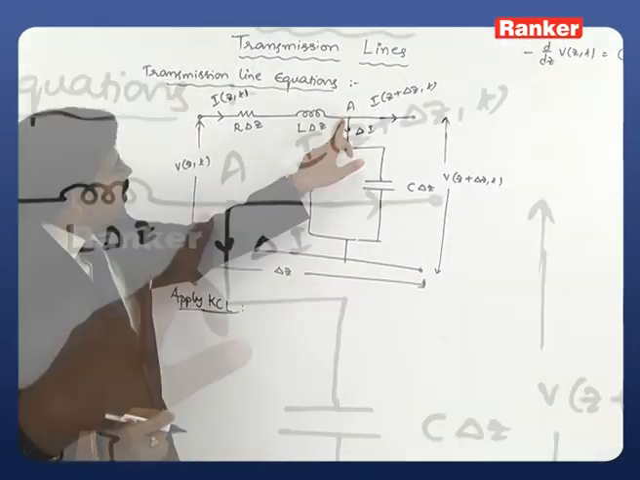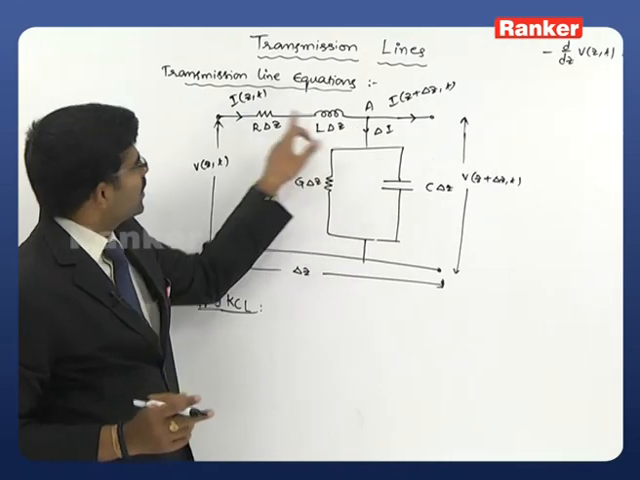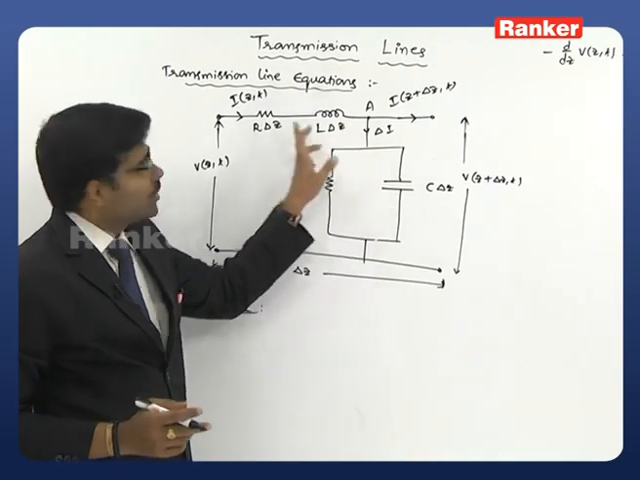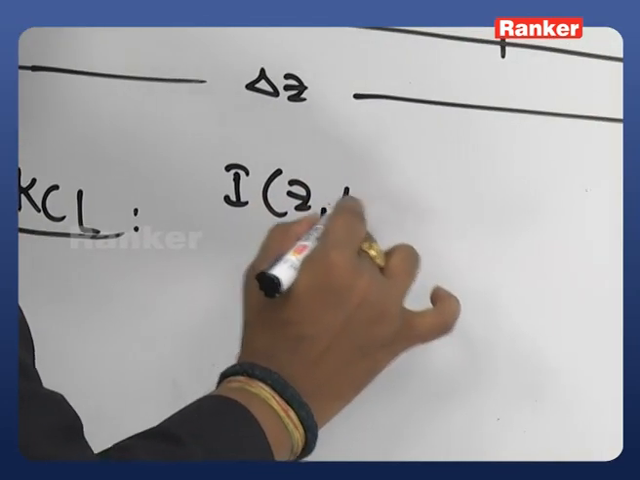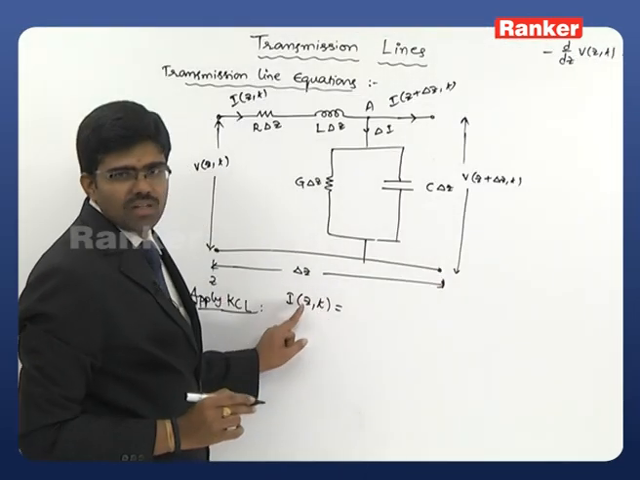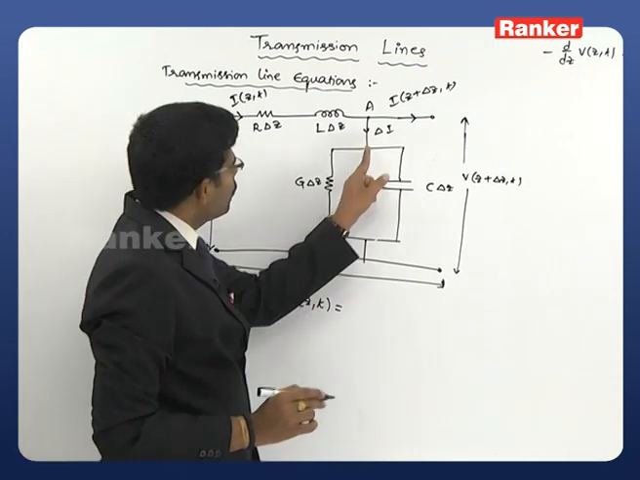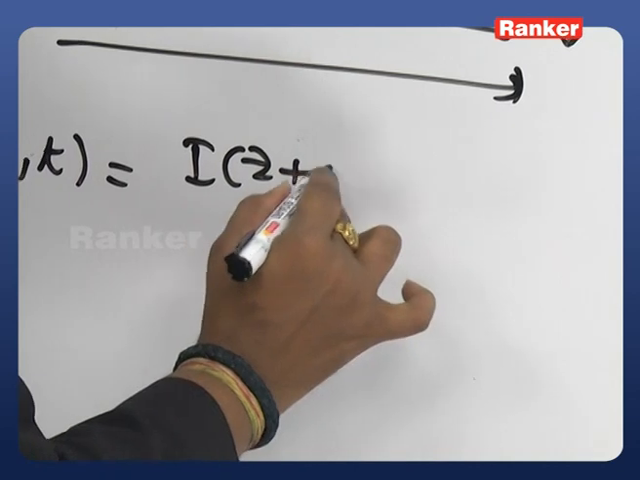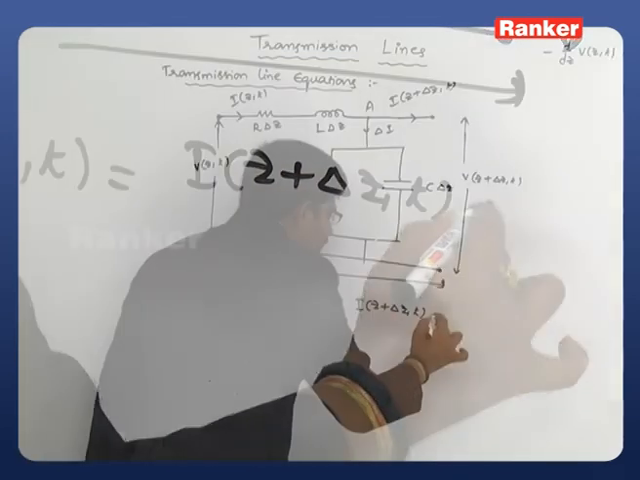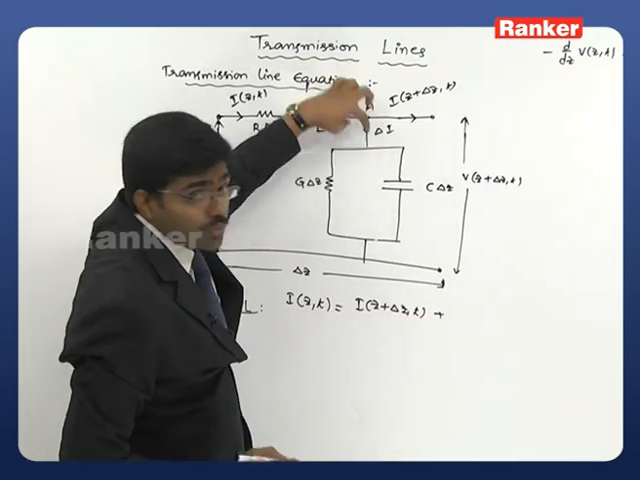At this node A, I will apply KCL. It is a very simple one: the incoming current is equal to the outgoing current. So, what is the incoming current here? Applying KCL, just observe that the incoming current is I of z comma t at that particular node. Outgoing currents: two currents are there, which is I of z plus delta z comma t plus another current flowing through this branch.